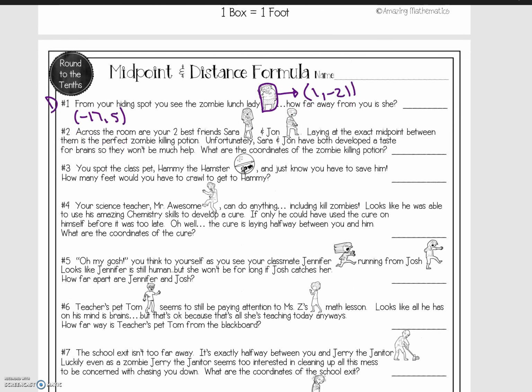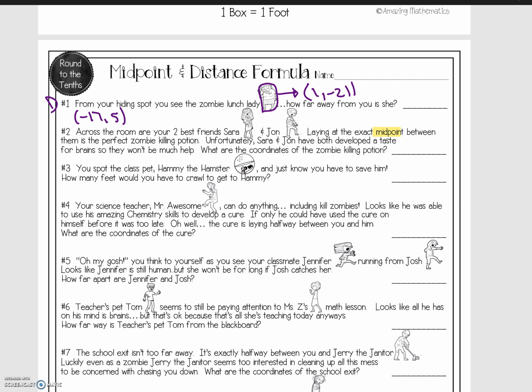For the next one, it says across the room are your two best friends, Sarah and John. Laying at the exact midpoint between them is the perfect zombie killing potion. Unfortunately, Sarah and John have both developed a taste for brains, so they won't be much help. What are the coordinates of the zombie killing potion? So again, you need to find where Sarah is. You'll find her coordinates. You'll find where John is. And then this time, it tells you, the midpoint. You'll do the midpoint formula.